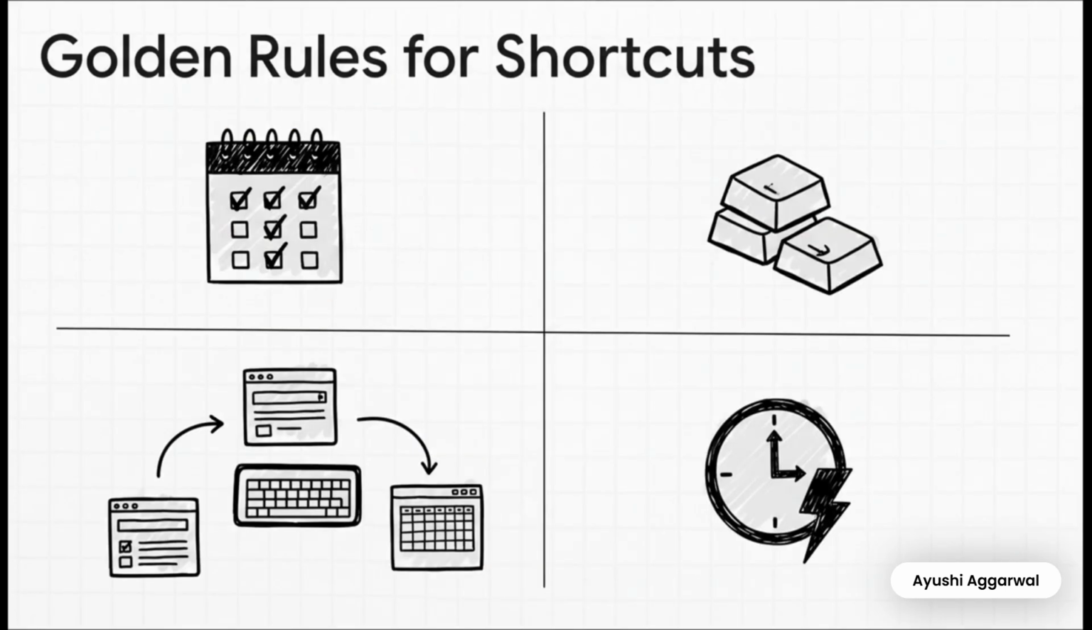So before we wrap up, let's just go over the golden rules for using shortcuts. First, you have to practice them every day. Just try to use them instead of the mouse. Second, start with the basics. Get really good at copy, paste, and save first. Third, the cool thing is that these shortcuts work almost everywhere. In Word, in your browser, everywhere. And finally, remember why you're doing this. To save a whole lot of time and energy.